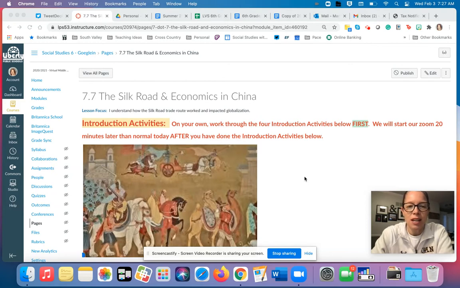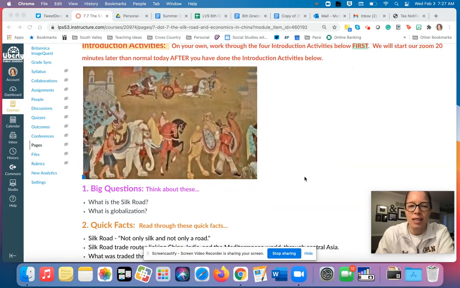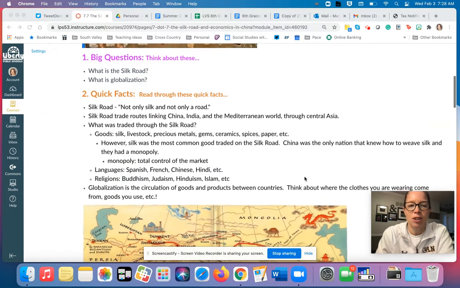So, our focus is to understand how the Silk Road trade route worked and impacted globalization. All right, so we have a picture here depicting the Silk Road, and I want you to think about these questions. What is the Silk Road and what is globalization? All right, so we've got some quick facts to get us started.